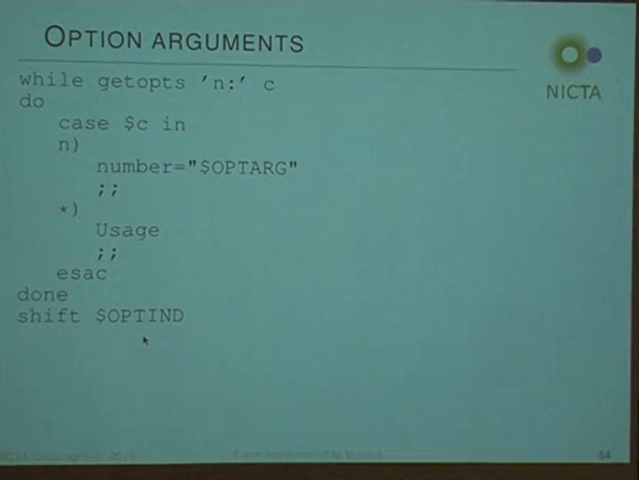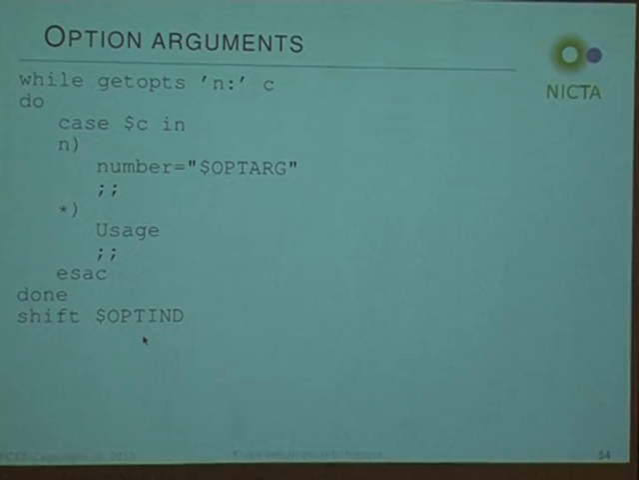getopts only works in a while loop. It's semi-built into the shell. What it takes as its first argument is a list of named arguments. So in this case, we're looking for switch -n. If a letter has a colon afterwards, it means it's got an optional argument as well.